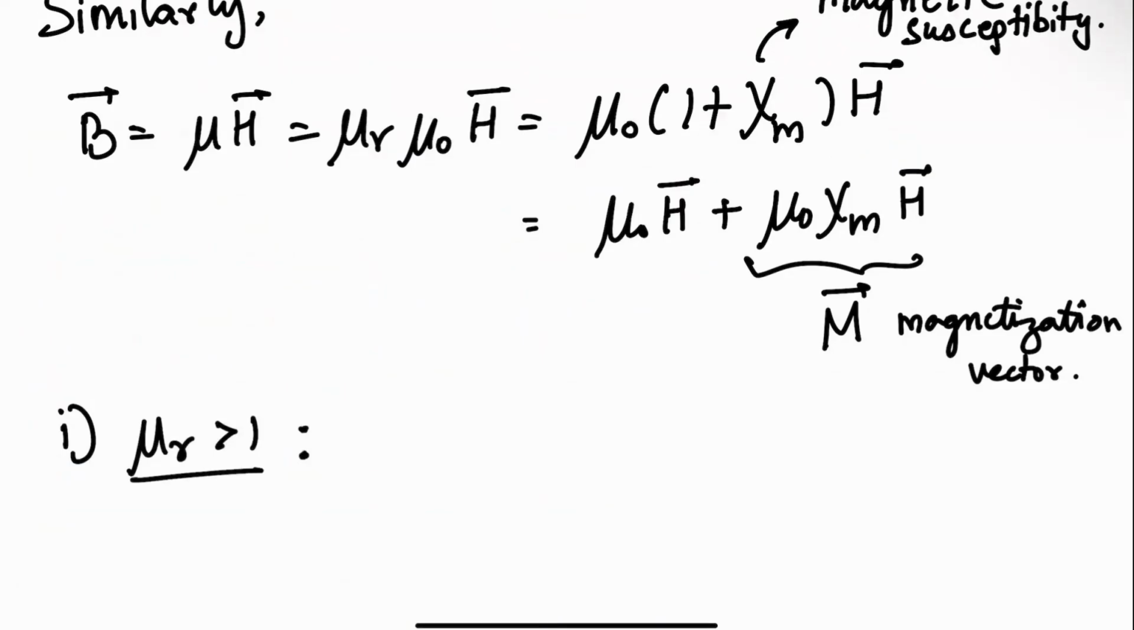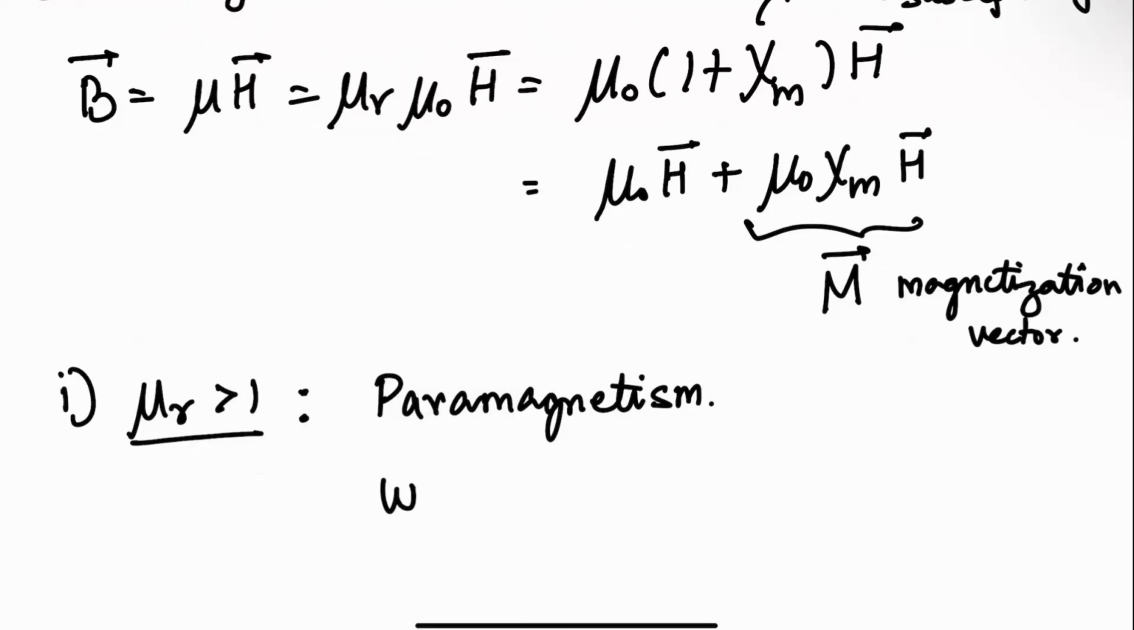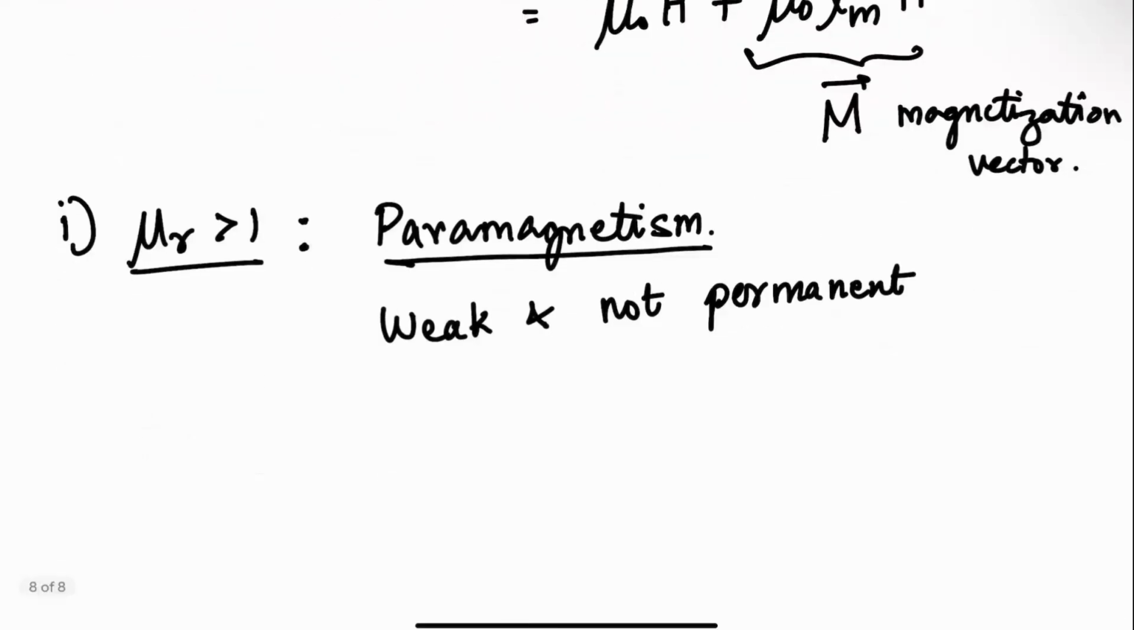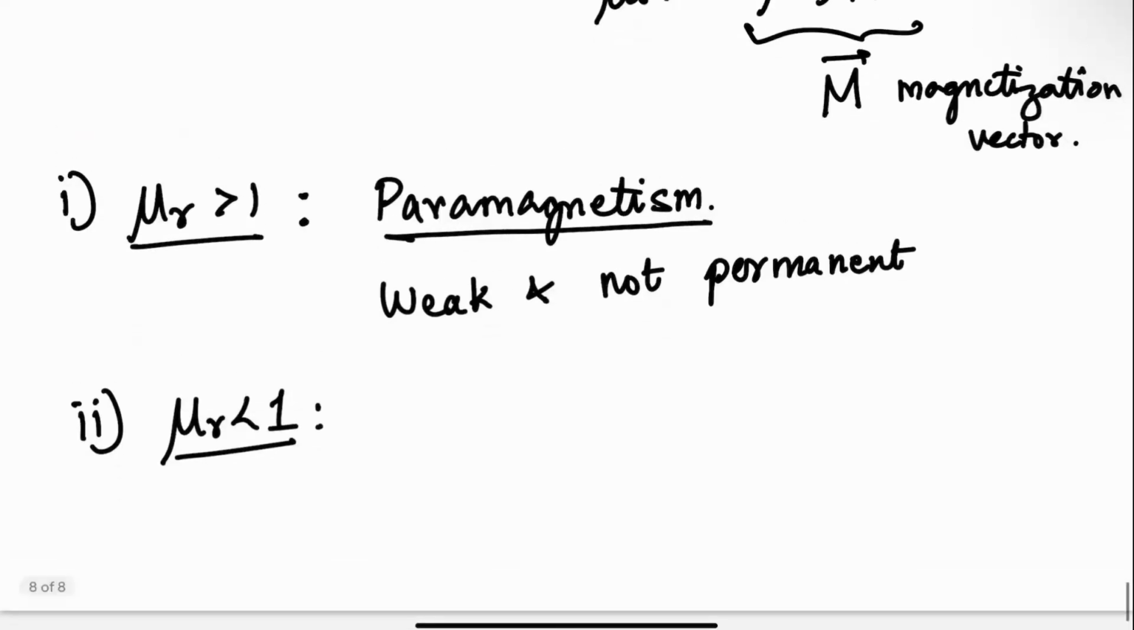And mu r usually greater than 1, you have paramagnetism. This is something similar to what we had earlier in the electric case. It's a very weak phenomenon and it's typically not permanent. These magnetic dipole moments basically line up with the applied magnetic field, and you can get this kind of an effect. And then you can also actually have mu r less than 1 in natural materials. That's called diamagnetism. Again, it's kind of a weird phenomenon because it repels stuff.